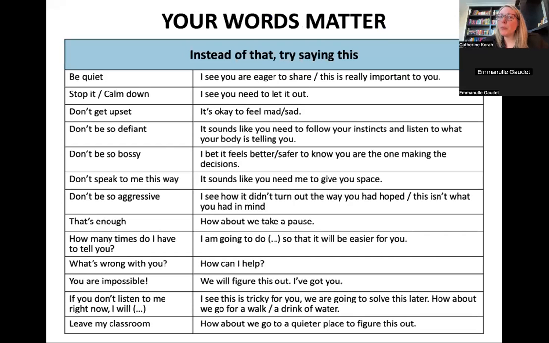In terms of the words that we choose, being careful that, rather than saying things that are too direct or that can be provocative, we get to the same point but come at it from behind. We may say something like, "It sounds like you need for me to give you space right now," or "I see it didn't turn out the way that you had hoped. How about we take a pause? I'm going to do this so that it will be easier for you." And so we're really trying to come alongside.